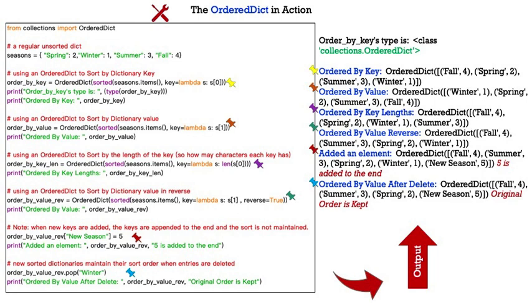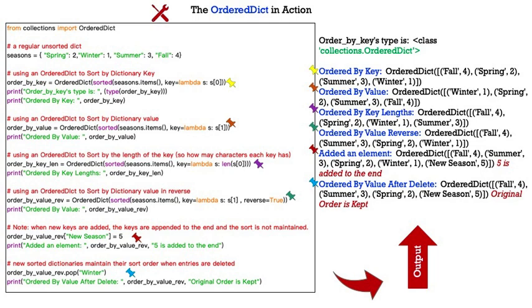Next, we'll use the OrderedDict to sort by the length of the key. So how many characters each key has. You see the output here is fall, spring, winter, summer. Right? Fall has 4 characters, spring has 5, but it starts with an S, then winter, then summer has the most characters.